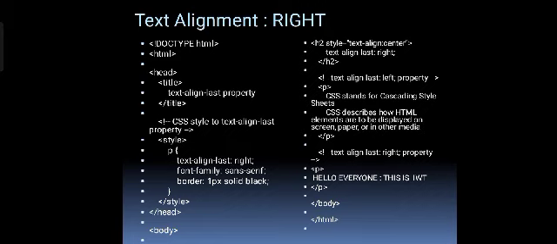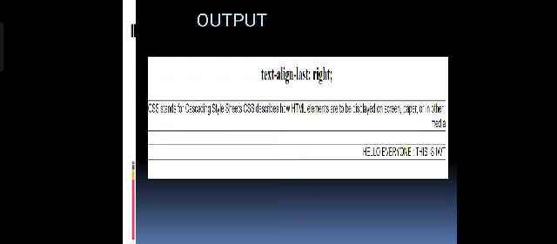So let us see the output of the following code. This will be the output of the following code. Text align last right is in the center line because we have given the center property. Downside, Hello everyone, this is IWT, is right aligned because we have given right align in our code, and this way the border linings are associated.